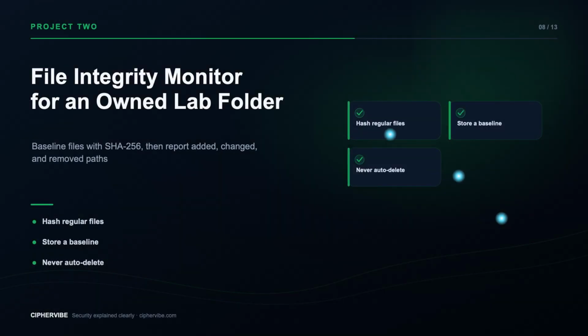Project 2 is a file integrity monitor. Walk 1 explicitly approved folder with pathlib, calculate SHA 256 digests, and save a baseline. A later run reports added, changed, and removed files. Exclude secrets, symbolic links, huge files, and the baseline itself. Do not quarantine or delete anything. Add tests for an unchanged file, a modified file, and a file outside the approved root.